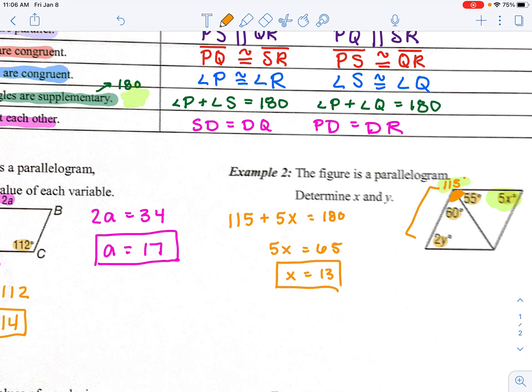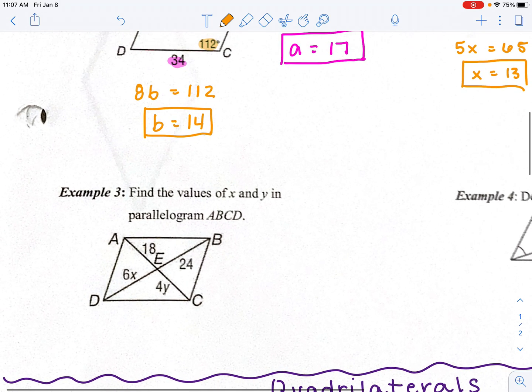I can do the same thing for the 115 and 2y. So I can say 2y plus 115 equals 180. 2y equals 65, which means that y is 32.5. Once I find one of the variables, I can set 2y equal to 5x and then go from there as well. There's going to be a lot of different ways you can solve these problems.